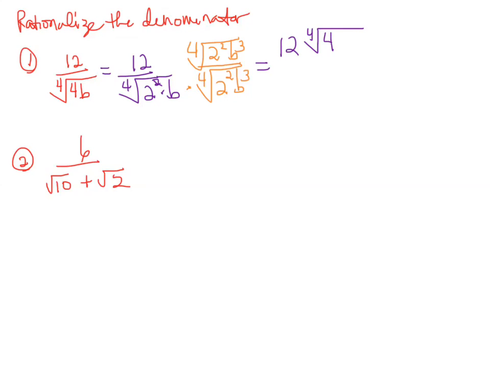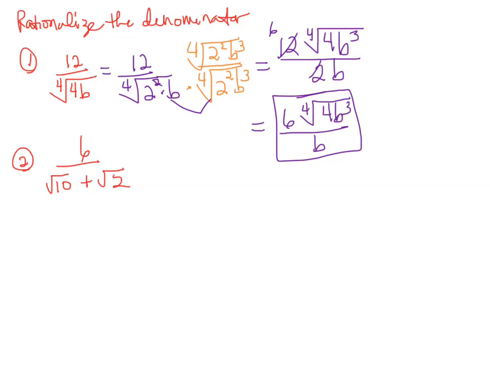So this gives me 12 times the fourth root, and I'll go ahead and simplify 2 squared to be 4, and then we have b cubed in the numerator. Now the denominator, remember I created the smallest set of 4 that I could, so I had 2 to the fourth, b to the fourth, all under a fourth root. So that just became 2b. Finally, we can see that 12 and 2 can divide out to give me a 6 in the numerator. So I'll have 6 times the fourth root of 4b cubed, and in the denominator I just have b.